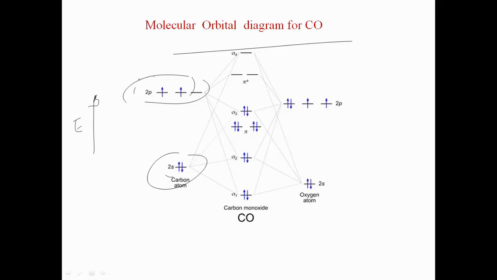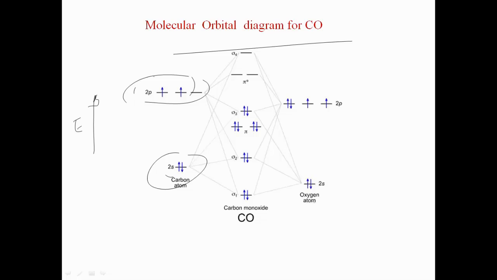So of course we don't include the 1s orbital. Why do you think we don't include the 1s orbital? Any idea? They're not valence electrons, yes, so they won't be involved in the bonding. So the 1s orbital is core, and for something like CO, the 1s orbital in the CO molecule will be pretty much similar to what it is in the isolated carbon atom.